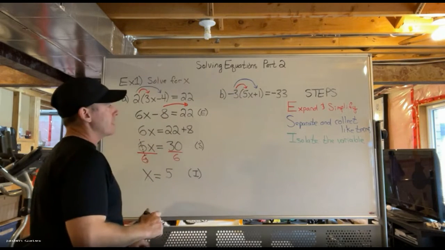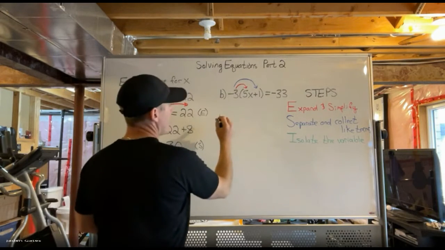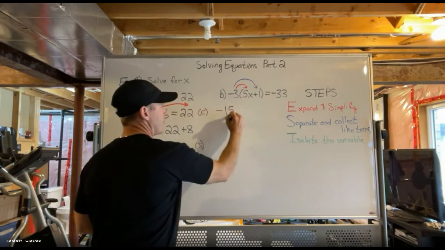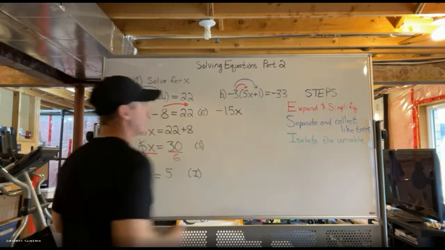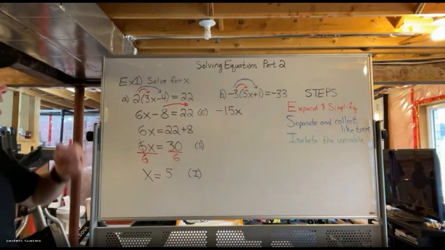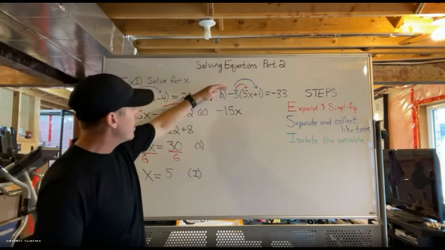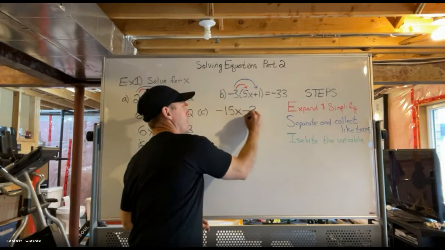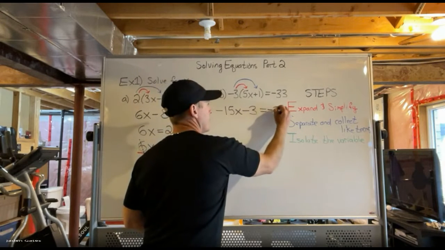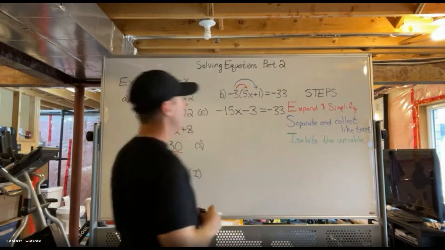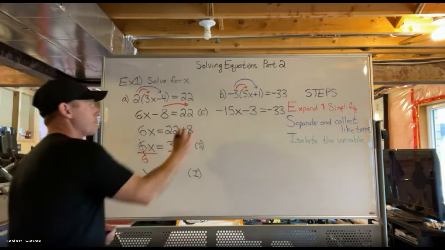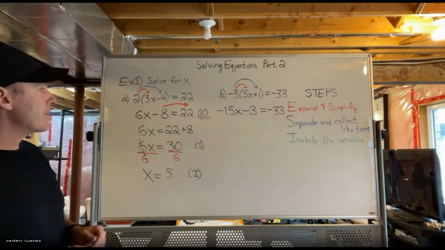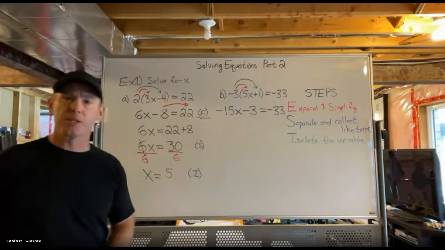All right, so let's see here. Negative 3 times 5x. Well, negative 3 times 5 is negative 15, and then I have an x. But I got to do everything in the brackets, so then I have my blue part. I have negative 3 times 1. That's negative 3. And again, that is going to equal negative 33. All right, so I just expanded. There's my E again.